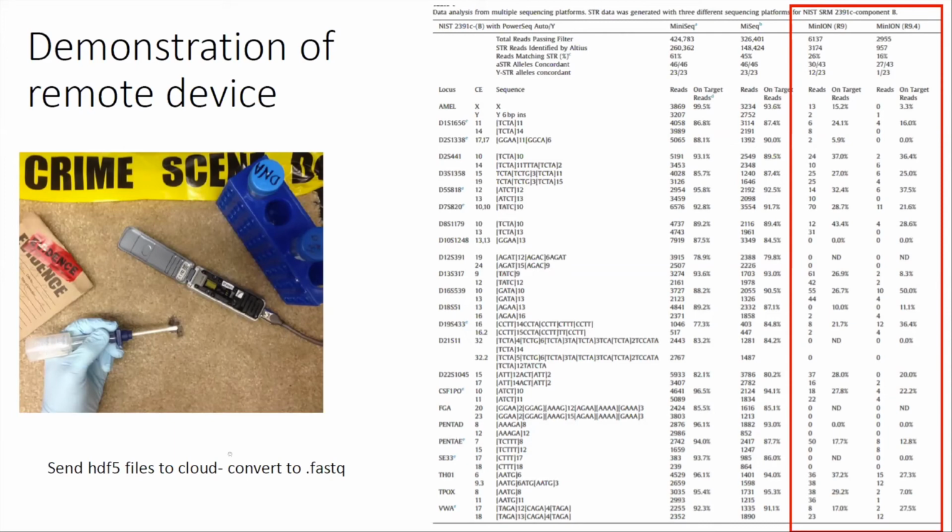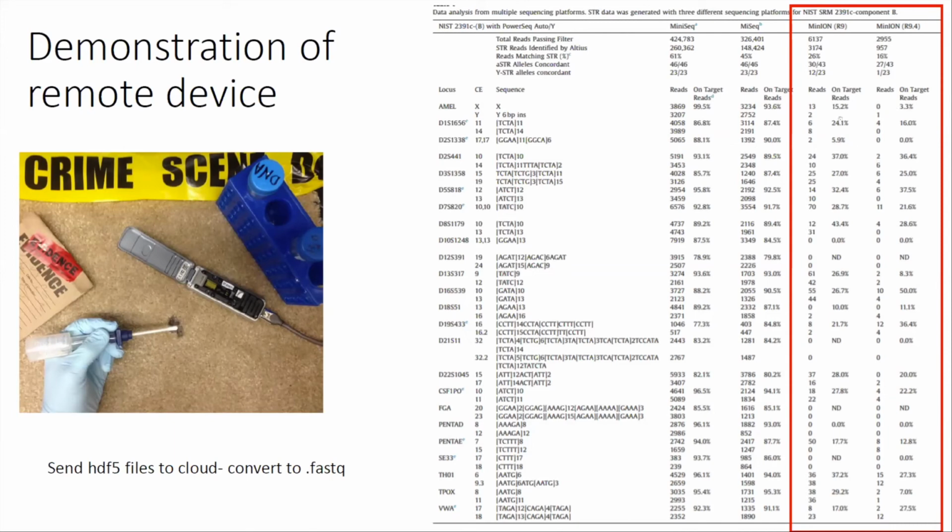It's not in the FastQ file format. Originally, they used this format called HDF5, so we had to write a little lightweight script to convert that to FastQ before admitting it to our system, but we could actually do that, connect to the cloud, and generate data, which you see on the far right in the red box.